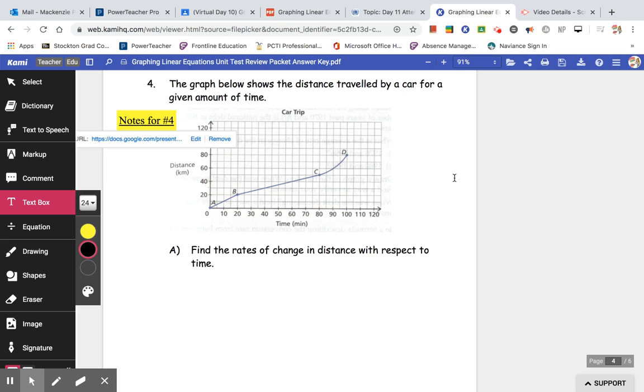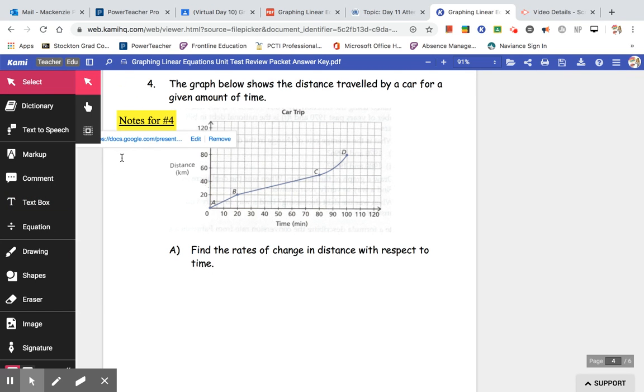Okay, so question number 4 is another slope problem. It's actually the last question that we did right before we were done with in-person school. If we take a look at this problem, it's asking us to find the rates of change in distance with respect to time.